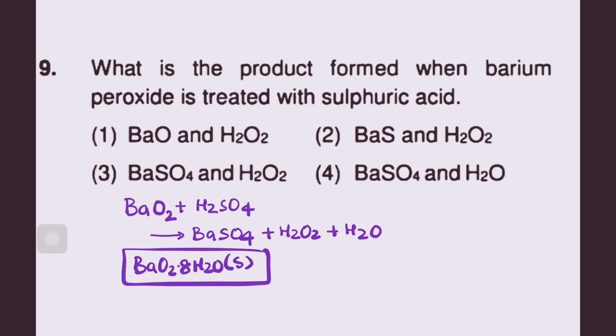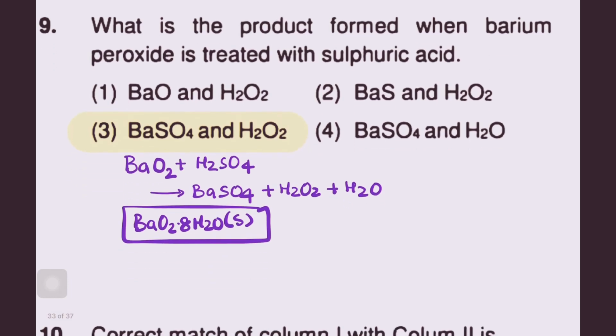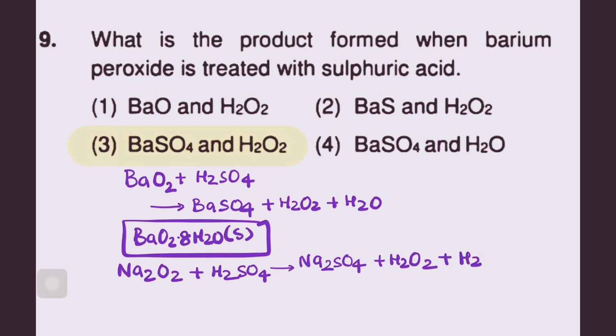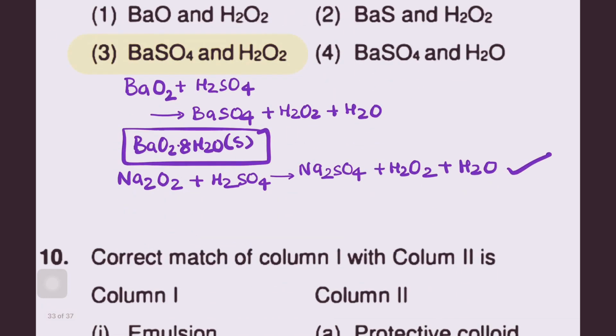And this is one of the methods to generate what? Hydrogen peroxide. So the correct option for this is option C, that is barium sulfate and hydrogen peroxide. Other peroxides as well will give the same. Suppose we have sodium peroxide, Na2O2, and if you treat it with sulfuric acid, we'll again get the salt of sodium, that is Na2SO4, plus hydrogen peroxide plus water. Okay, let's move to the next one.